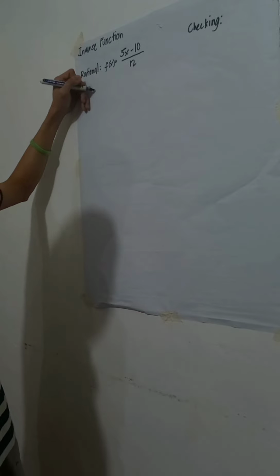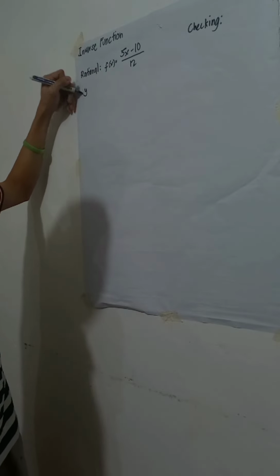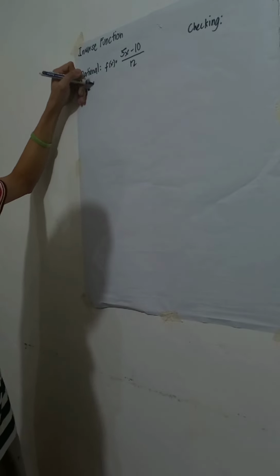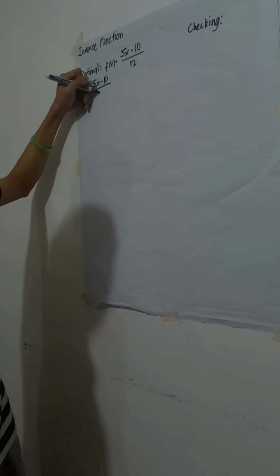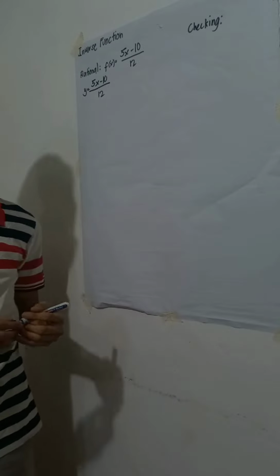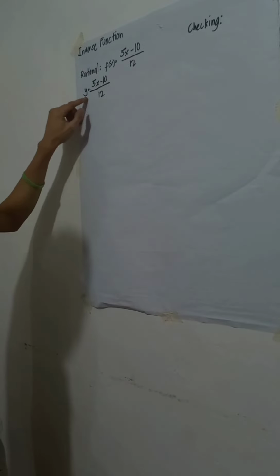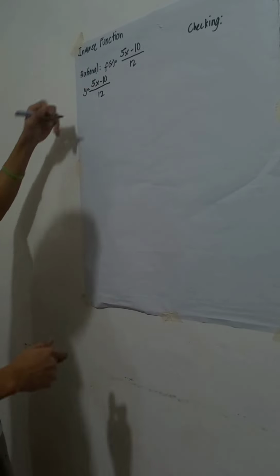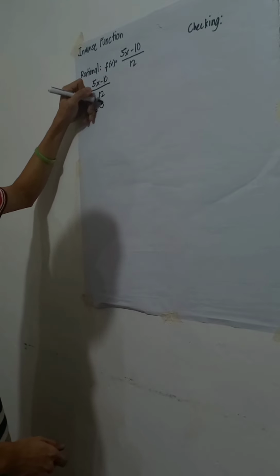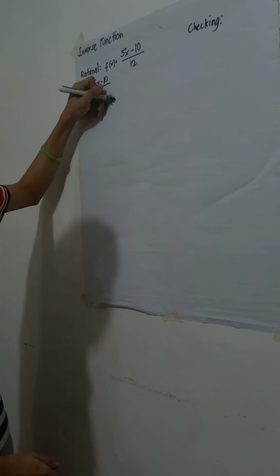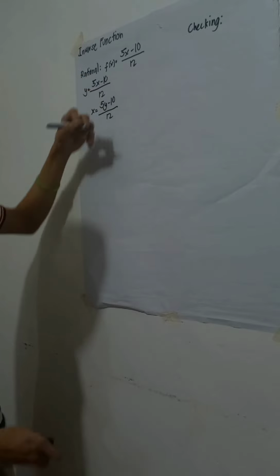I will teach you how to inverse a rational function. First step, we need to change f of x into y. So that would be y is equal to (5x minus 10) over 12. Next step, we're going to interchange y and x. So that would be x is equal to (5y minus 10) over 12.